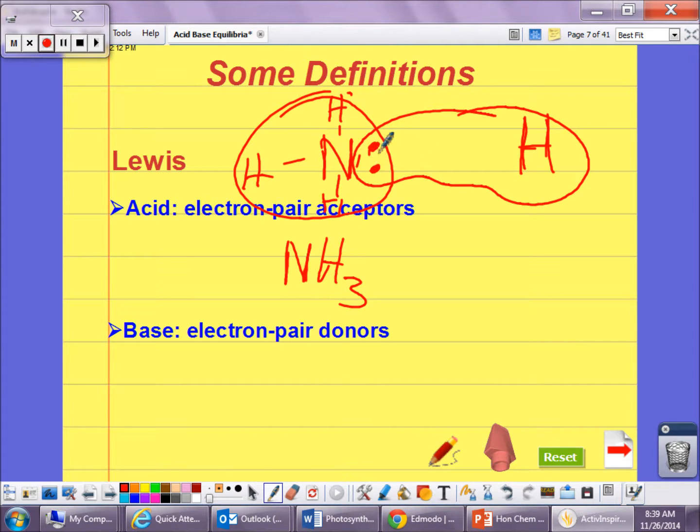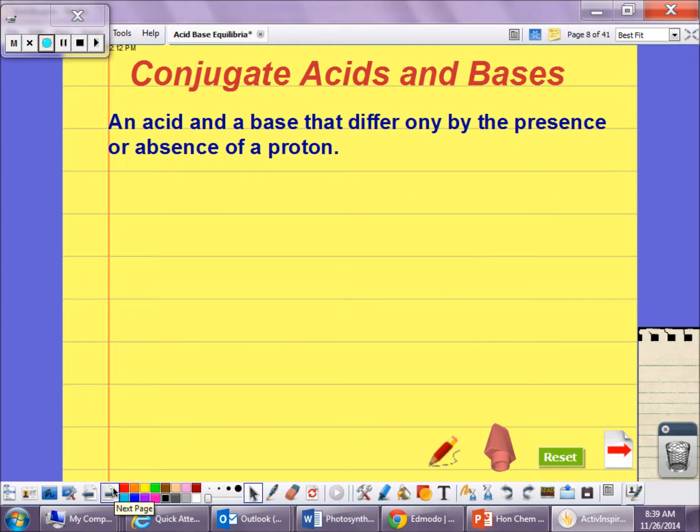Okay, this is called a coordinate covalent bond. It is a covalent bond because they are sharing. It is called coordinate because that pair of electrons is coming from only one of the elements. It's not that each one of them is contributing to that pair of shared electrons. In a coordinate covalent bond, the shared electrons come from only one species. So this is a Lewis base.